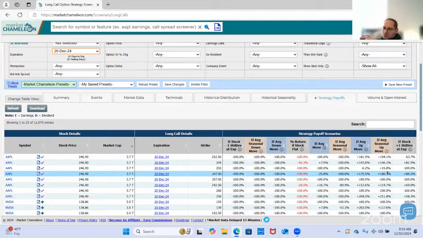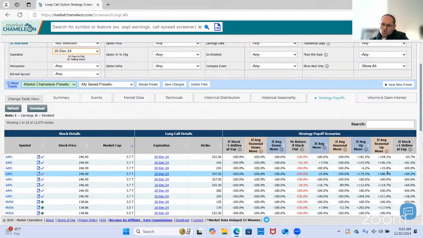So in those two scenarios, it looks like the payoff is pretty good, especially if in your analysis or assumptions you think there's a 50-50 chance that it does its average move up or not, then this looks like a good pick.